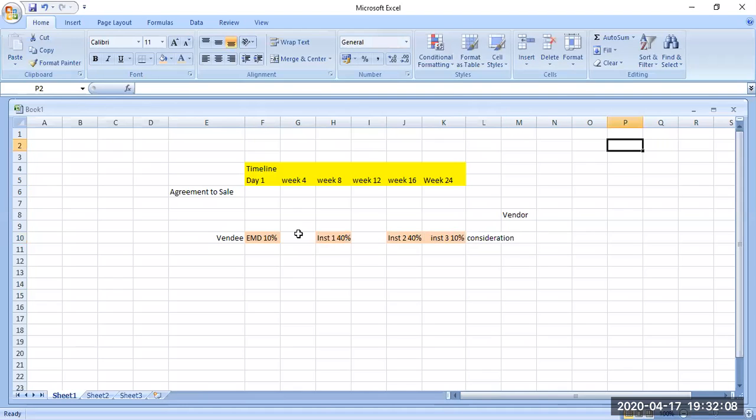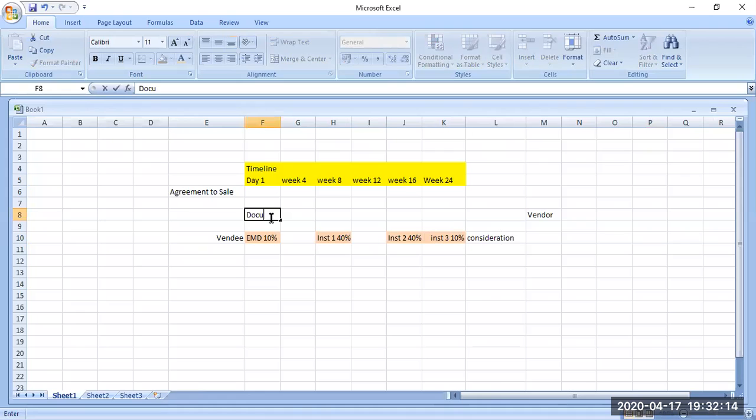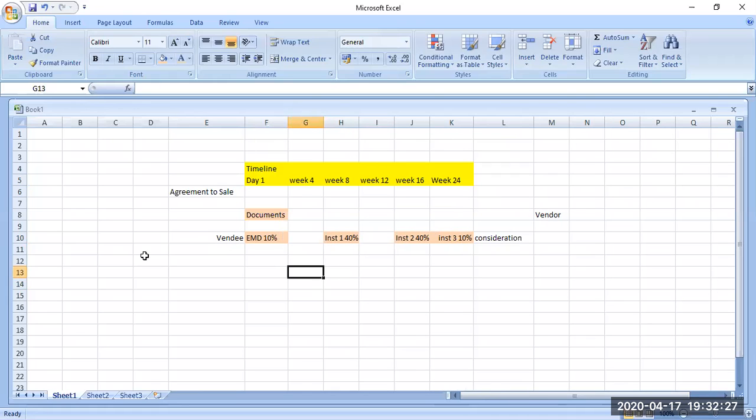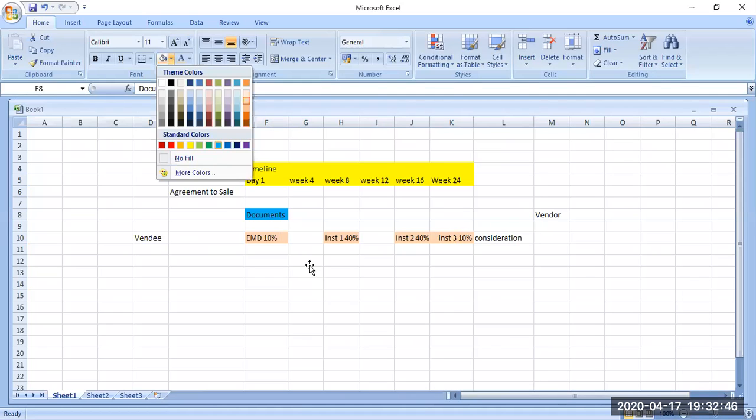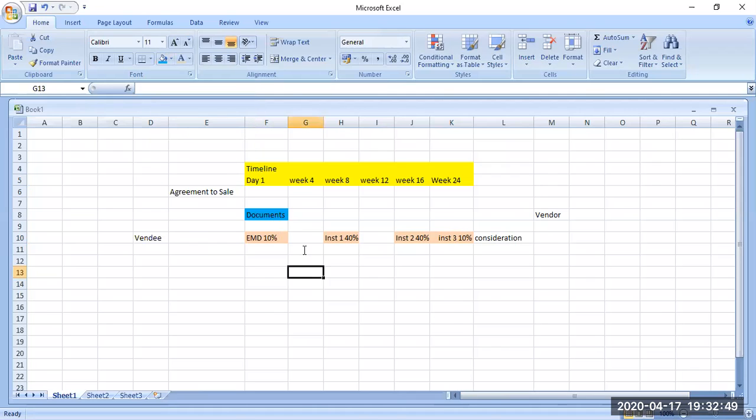What else is happening? What is the vendor doing? Well, vendor is probably providing all documents here that are required for doing the title search or title verification. Yeah, this is consideration. So again, let's give this a different color code because this is something that is being done by the vendor. The title search. Okay, so title search is happening in week 4.